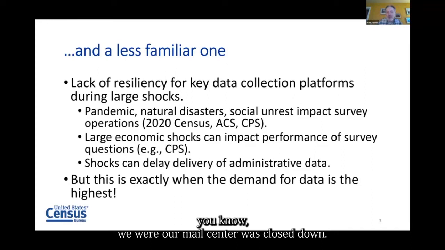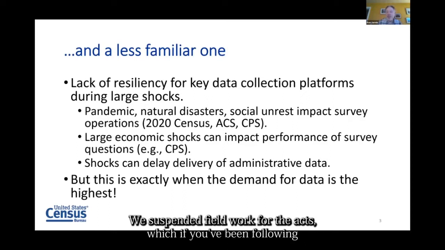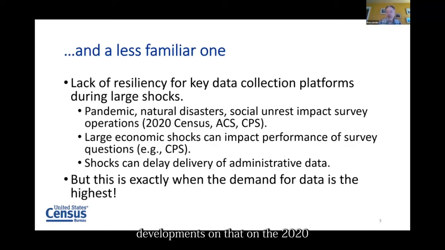our mail center was closed down. We weren't sending people out into the field. We had to delay field work for the census. We suspended field work for the ACS, which, if you've been following developments on the 2020 year of the ACS, we got some pretty big non-response issues because we couldn't get out in the field.